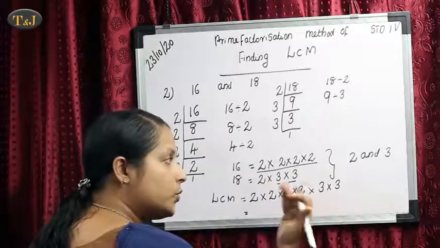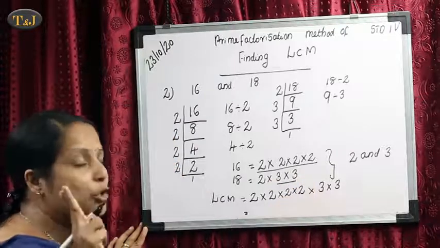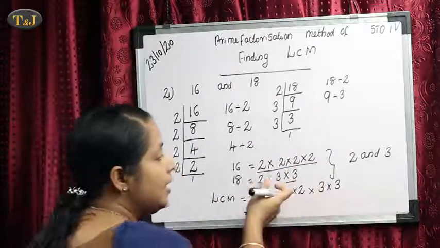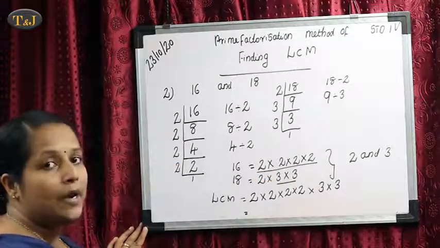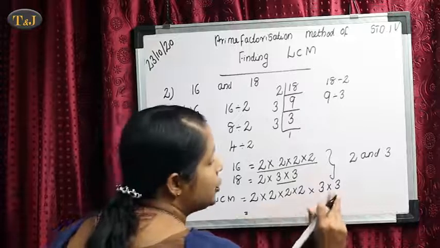Here 3 is also a prime number. 3 is repeated how many times? Only 2 times. Here there is no 3. Here 3, that 3 is repeated how many times? 2 times. So, we select 4 times 2 and 2 times 3.